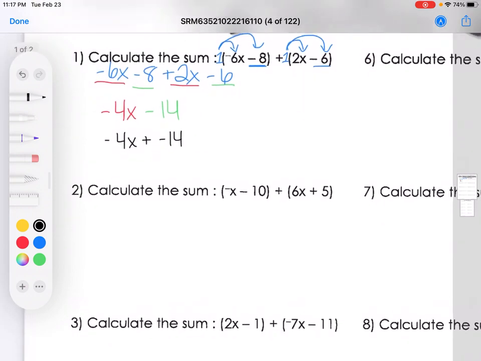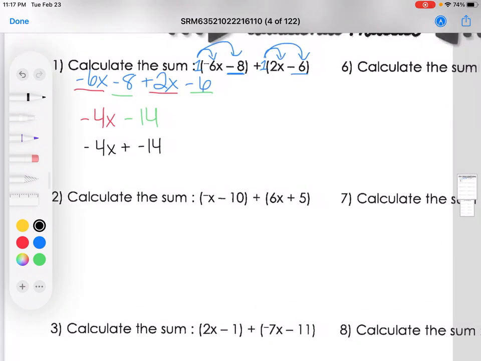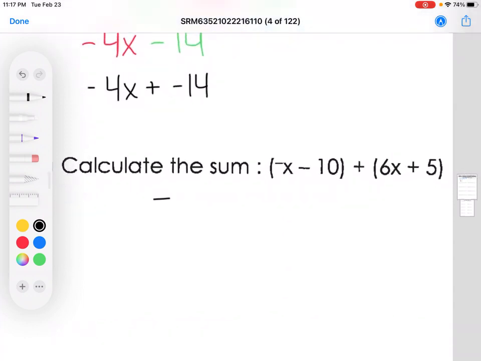Okay, on number 2, I'm going to use the other method here. So another method is to line your two groups of expressions up like you would normally when you're adding. So my first expression, I have negative x minus 10, and I'm adding that to 6x plus 5. So when I use this method, I want to line my like terms up together. So I have a 6x, and then I have a plus 5.